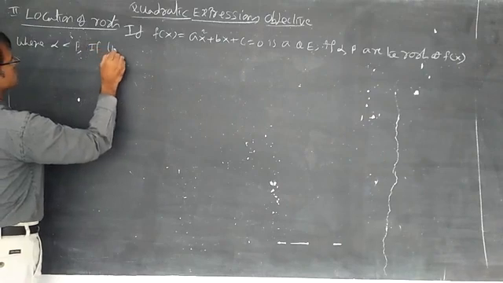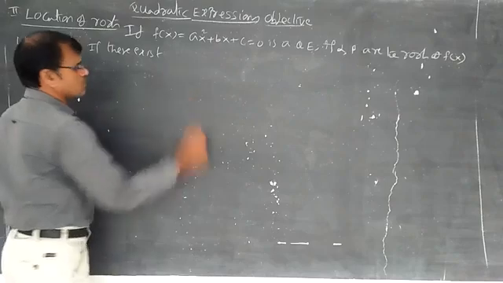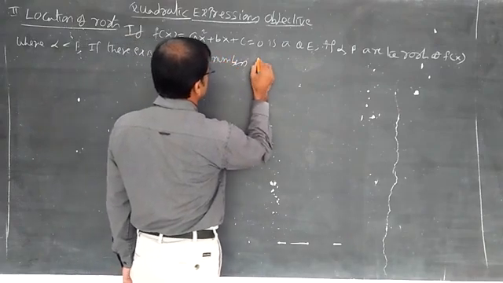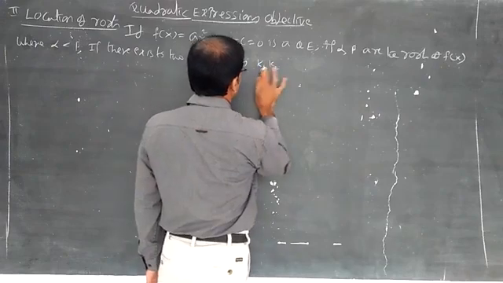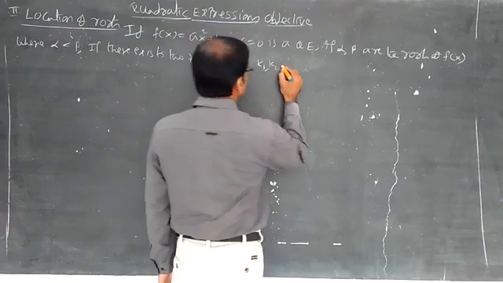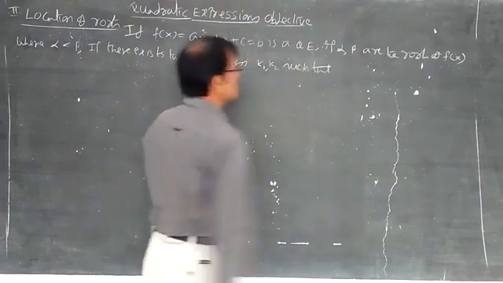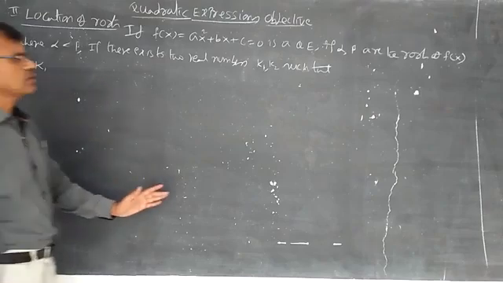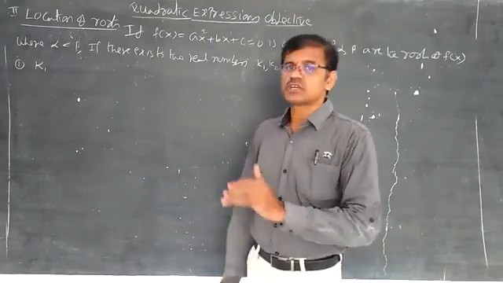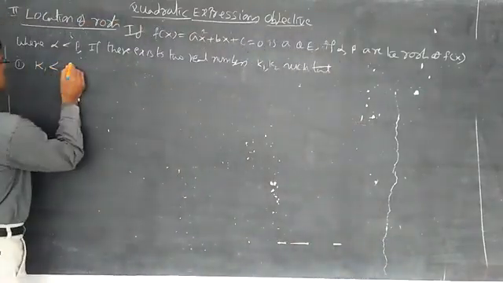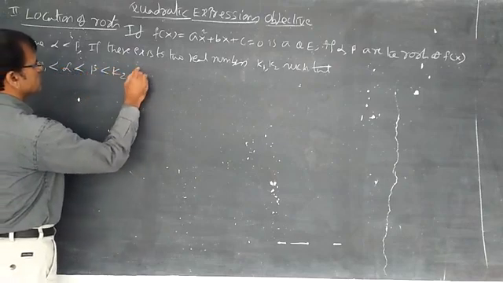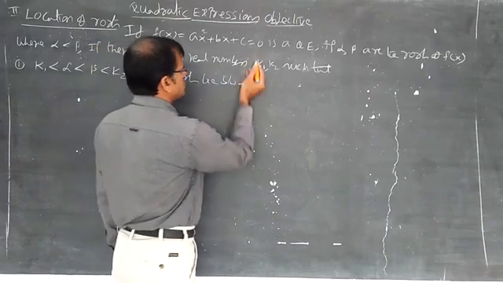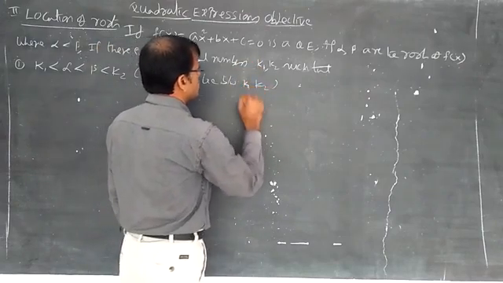if there exist two real numbers k1, k2 such that, among the cases that may arise, the first one is that both roots lie between k1 and k2, that is k1 less than alpha less than beta less than k2. Both roots lie between k1, k2.